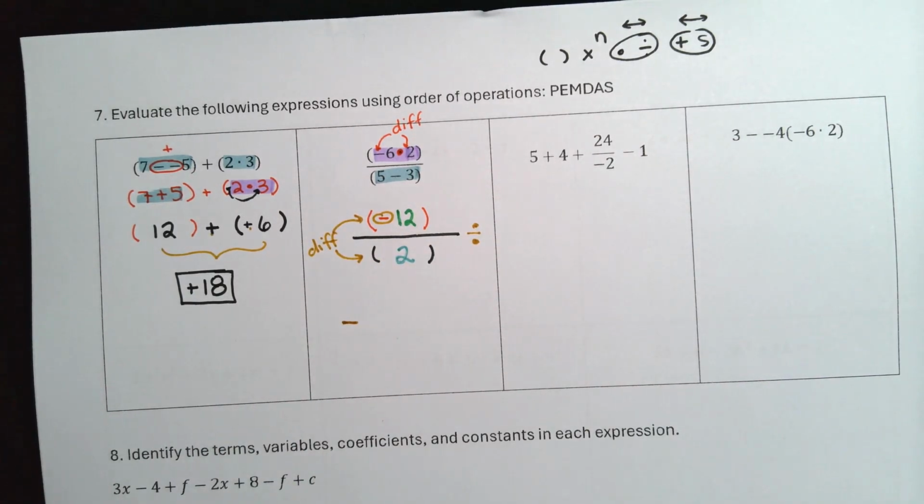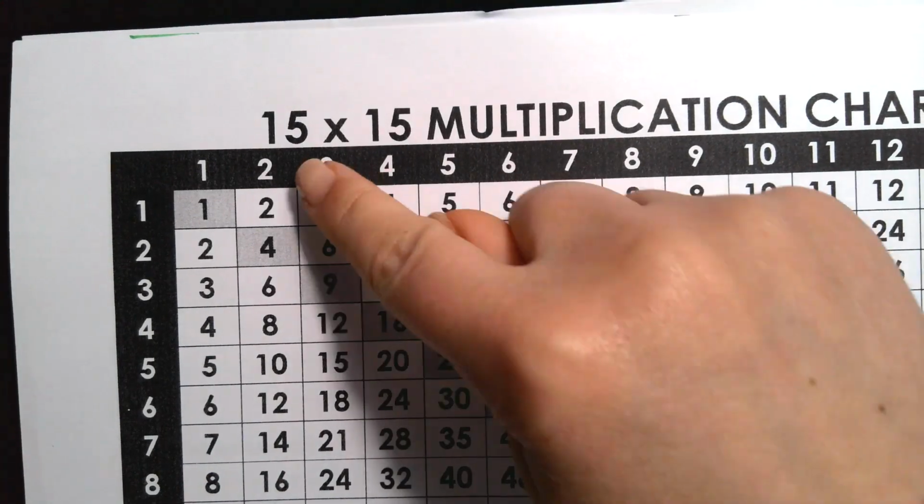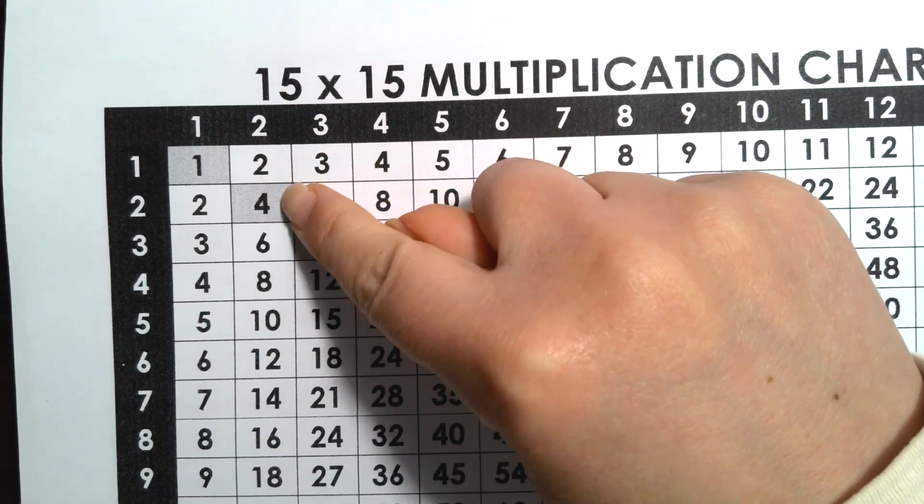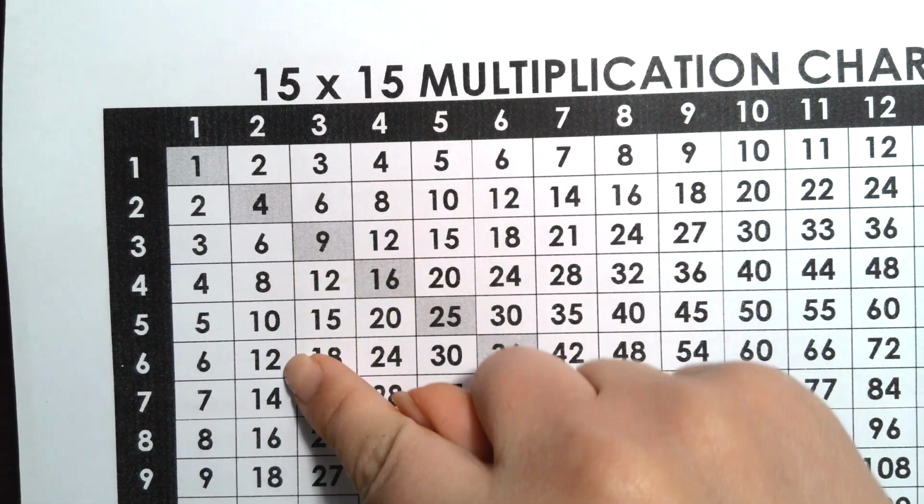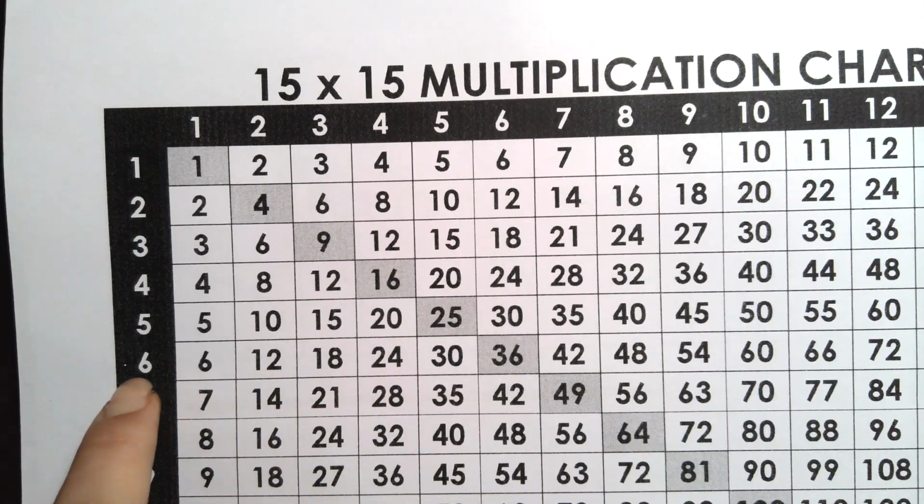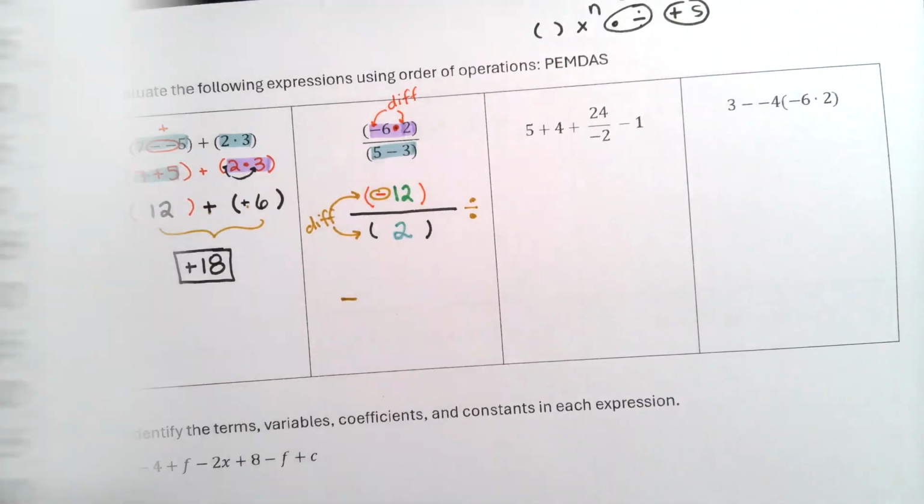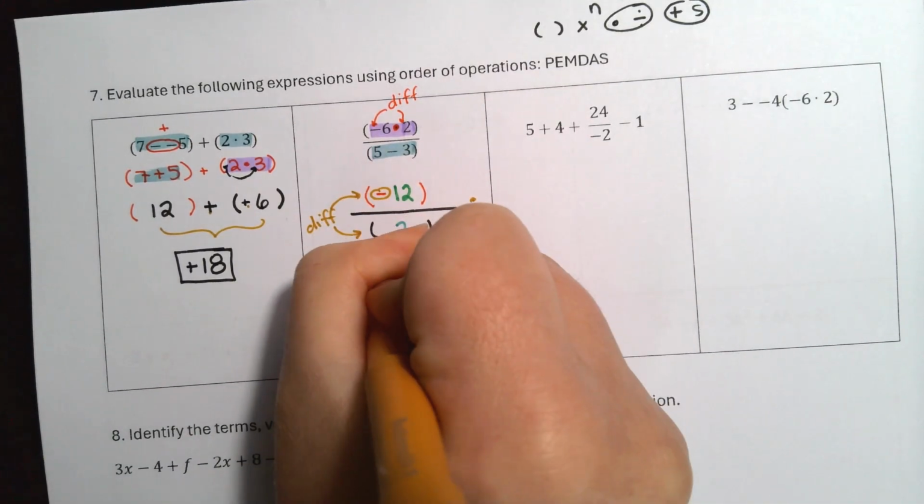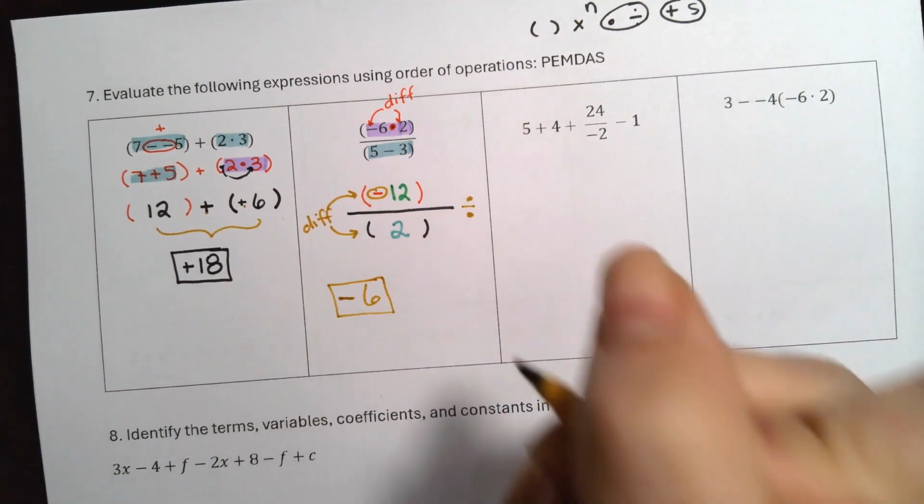And since we are dividing, we got 2 and 12. So here's your 2, and we're going to find 12. No, no, no, no, no. Yes. Here's 12. Move your finger over, and you're going to write the number 6. So our answer is negative 6.